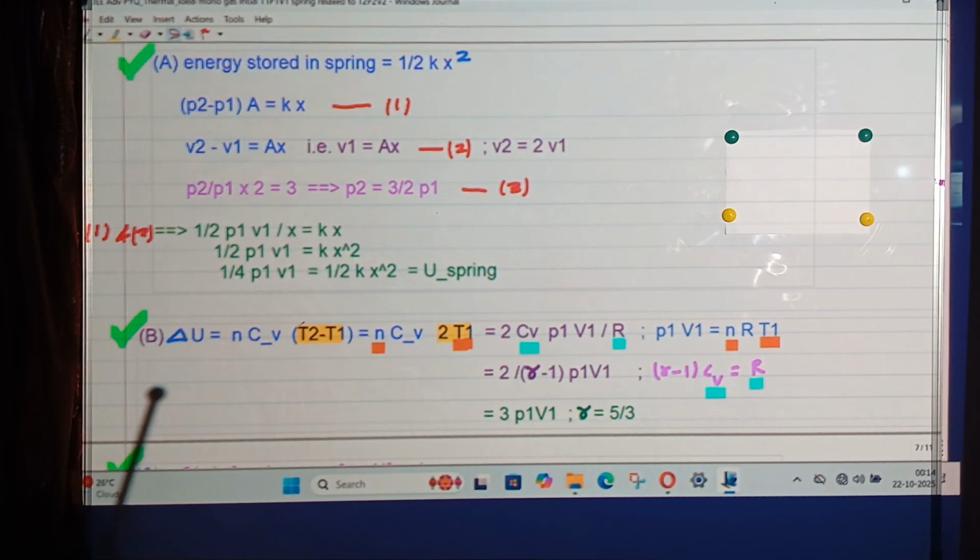Option B, the volume ratio and temperature ratio are same for options A and B. So increase in energy is nCv delta T. T2 is thrice T1, so T2 minus T1 is twice T1. And nT1 I can eliminate using the ideal gas equation, PV equal to nRT for state 1. And Cv is R by gamma minus 1. So putting that here, and gamma for monoatomic gas is 5/3. Simplifying, you get the answer as thrice P1V1. So option B is also true.